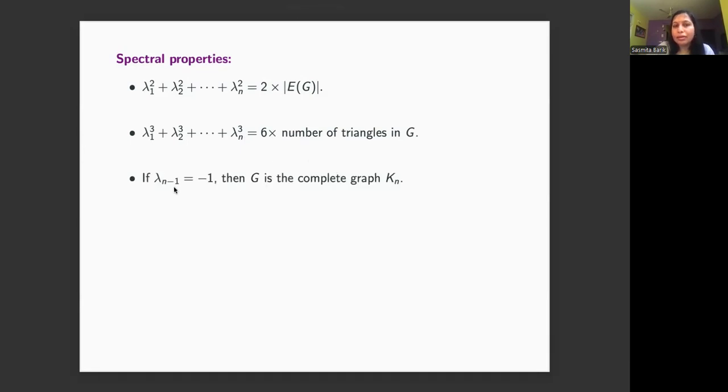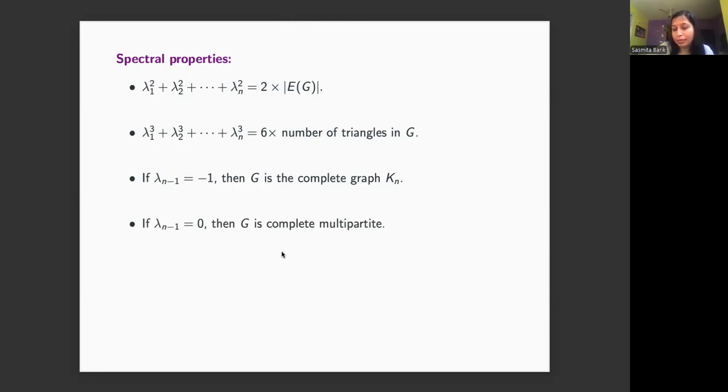Similarly, if I know that the second largest eigenvalue, lambda n minus 1, is equal to minus 1, then it tells that it's a complete graph. Through this you can prove that Kn is determined by the spectrum, because it has the second largest eigenvalue minus 1. So if it's exactly minus 1, you can say that it's a complete graph. And if it's 0, you can say that the graph is a complete multipartite graph.